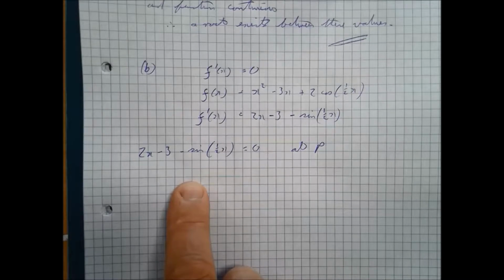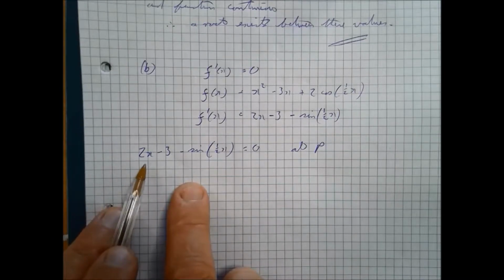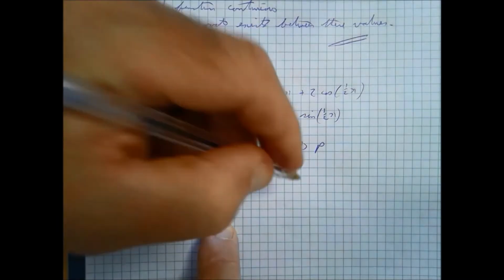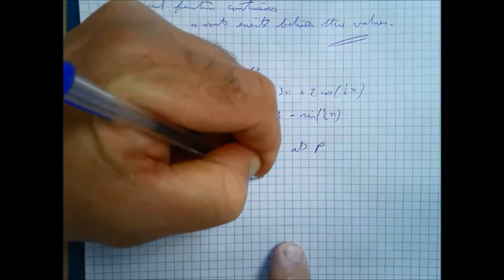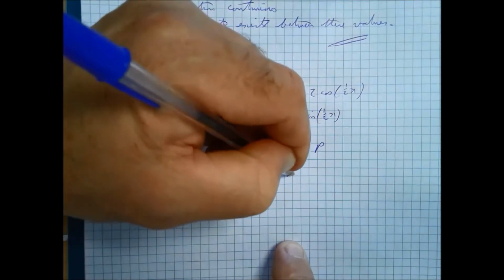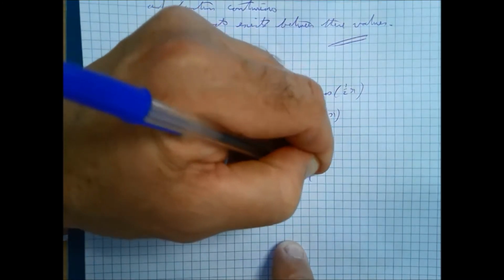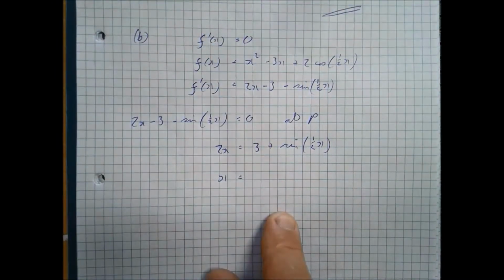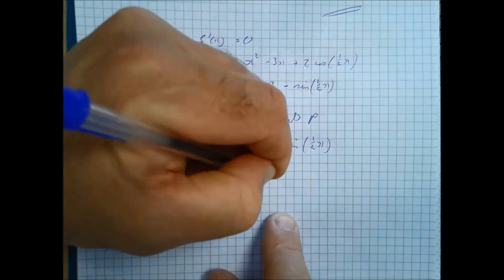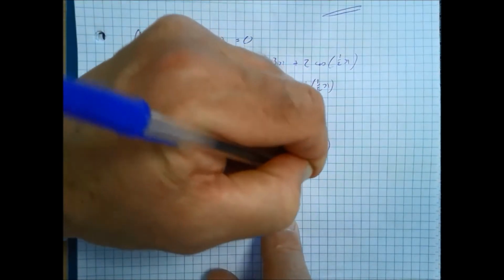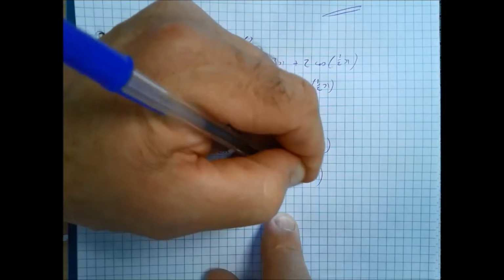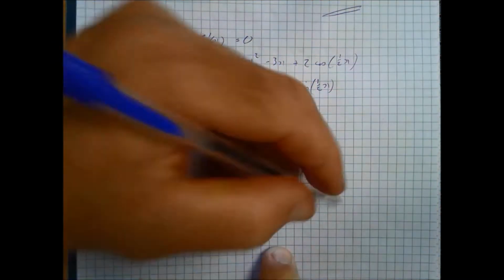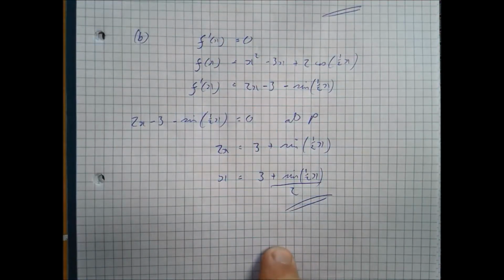So how are we trying to get to that? We look like we're going to have x on its own, so I'm going to get the 2x equals 3 plus sine half x. That means x equals 3 plus sine half x all over 2, which is where we want to get to.